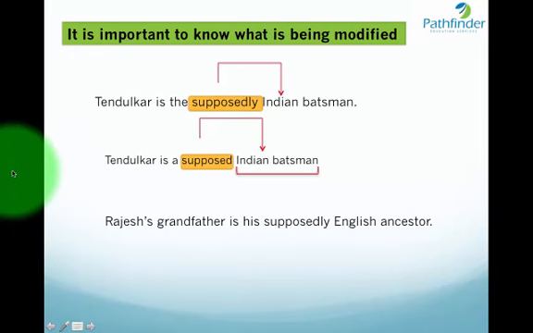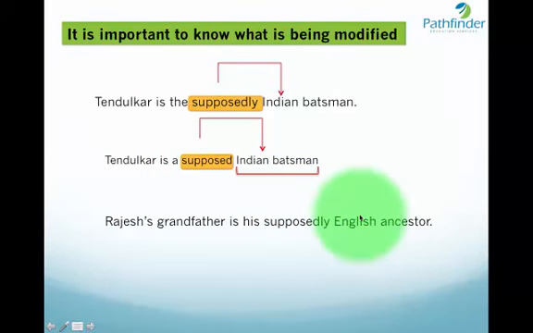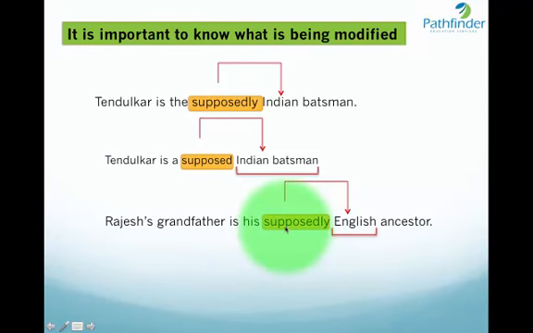Rajesh's grandfather is his supposedly English ancestor. Supposedly is an adverb that provides more information about the adjective English. In this case, English acts as an adjective.